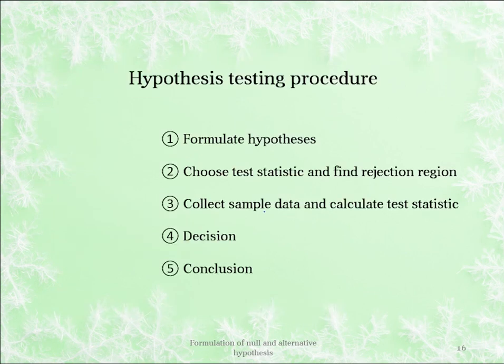So in short, or in summary, our hypothesis testing procedure will be that we want to formulate our hypotheses, our null and our alternative. We want to then choose a test statistic and find a rejection region which is appropriate, and that you will see will be based on the test statistic that we choose. And then we want to collect sample data and calculate that test statistic. We'll then make a decision and come to a conclusion.